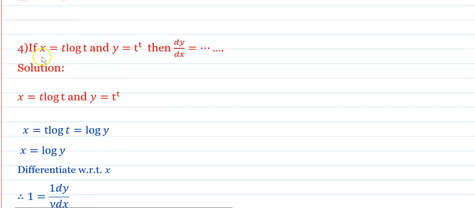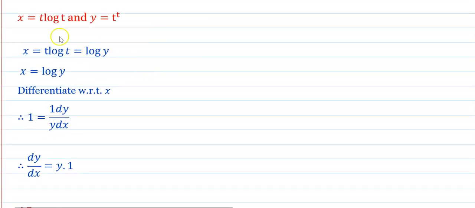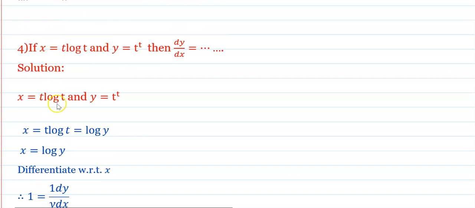If x is equal to t into log t and y is equal to t raised to t, then dy by dx is equal to, okay, x is equal to t into log t and y is equal to t raised to t. आता इथे आपल्याला हे असं लिहिता आहे x is equal to t into log t, that is equal to log of y. म्हणजे असं if I take y is equal to, जर आपण असं घेतलं t raised to t, take log on both sides, then what you will get?